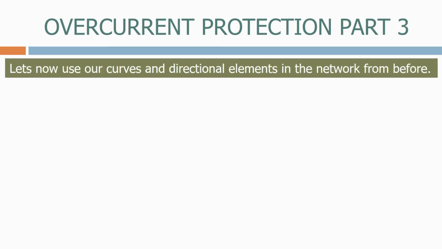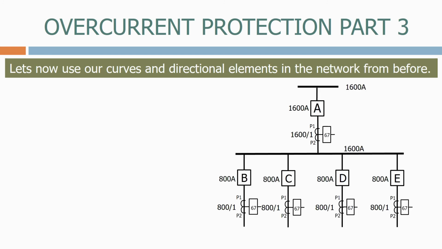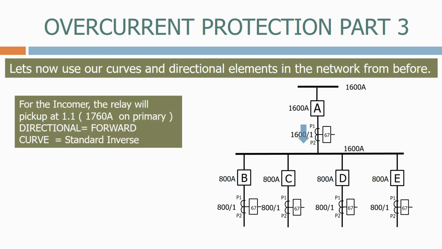Let's now use our curves and direction elements in the network from before. For the incomer, the relay pickup is set at 1.1, which is 1760 amps on the primary. The directional element is set to forward. The curve we choose is standard inverse.